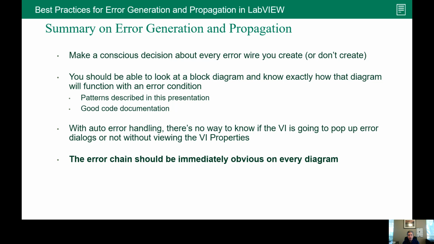Auto error handling can be used to find some of these error generation and propagation issues, but unfortunately, there's not an easy way to know when it's been turned on versus when it has been turned off. There's no visual indication of that. So that's something to watch out for if you're using auto error handling. But ultimately, to make it easier to troubleshoot your LabVIEW code, the error chain should be immediately obvious on every block diagram that you write or that you look at.